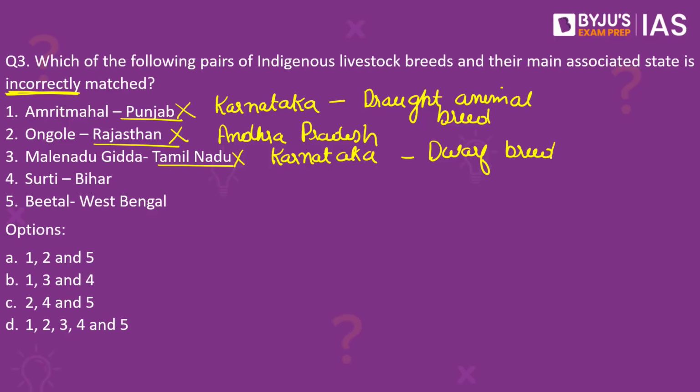Moving on to Surti. Surti is a breed of water buffalo found mainly in the districts of Kaira and Vadodara in the state of Gujarat. It is best known for the high fat content of milk it produces.